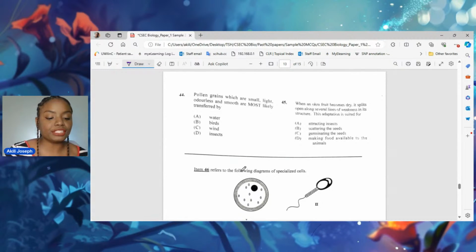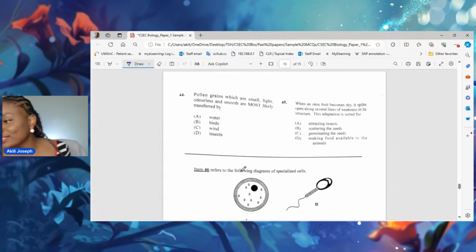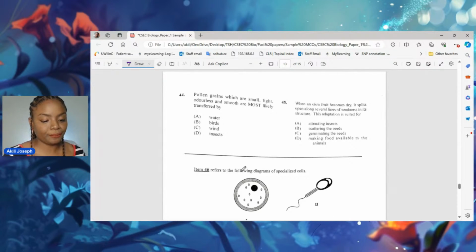44, pollen grains, which are small, light, odorless, and smooth, are most likely transferred by... Don't worry, you can't pronounce epididymis, but once you can recognize it, it's not an oral exam, so you're safe. Right? It is going to be C, small and light, so that it can be carried far by the wind.